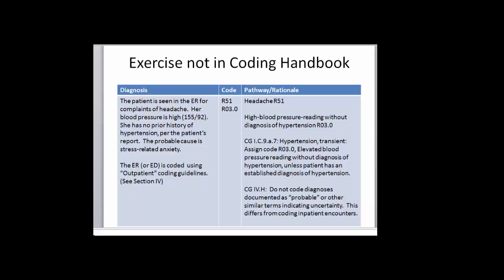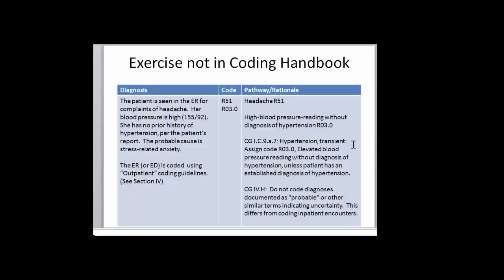This exercise has to do with the patient being seen in the emergency room or the emergency department. You'll see those two used. It used to always be the ER, but most recently, over the last 20 years or so, it's called more often the emergency department. When you are coding cases for patients seen in the ED, you're going to use the outpatient coding guidelines, which is section 4 in your coding guidelines. And you're going to be coding primarily symptoms. If you don't have a confirmed diagnosis, you're going to be coding symptoms.